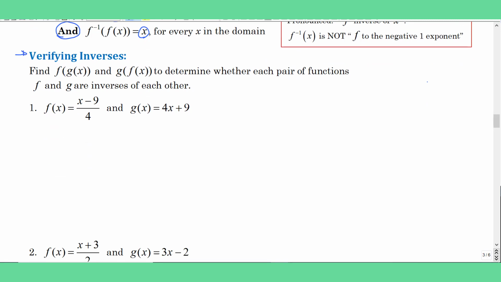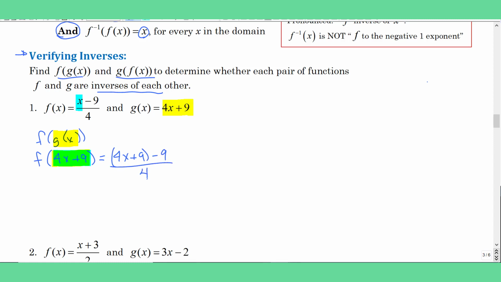So it says find f of g of x and g of f of x, that's a review of our composite function, to determine whether each pair of functions, f and g, are inverses of each other. Okay, so I'm going to find f of g of x. So that's f of 4x plus 9. Remember, we replace g of x by its definition. Then we go to the f function, and everywhere there is an x, I'm going to replace it with 4x plus 9. So I have 4x plus 9, that's in place of x, minus 9, divided by 4.